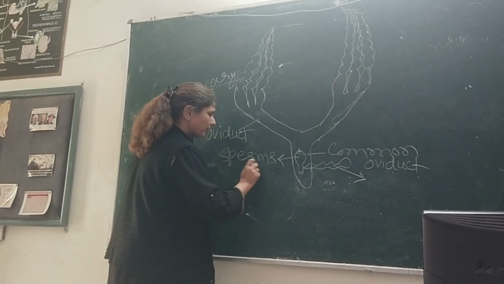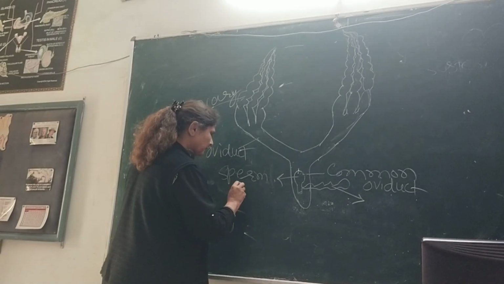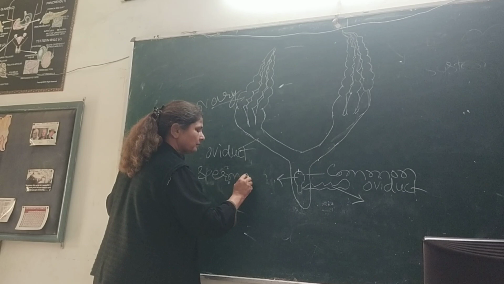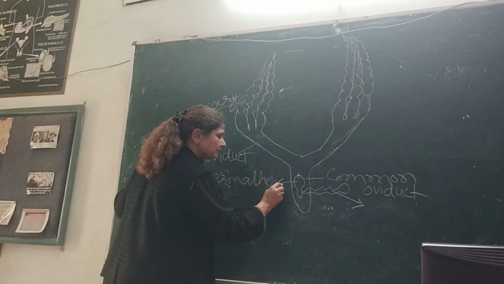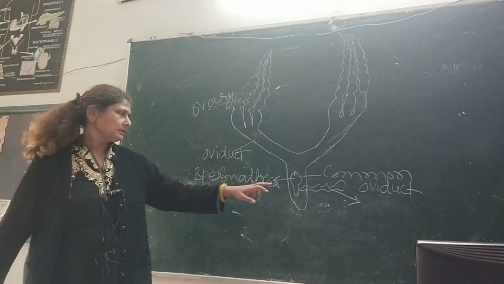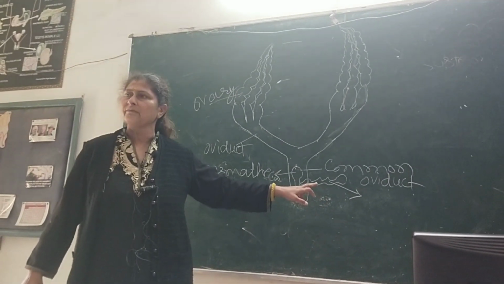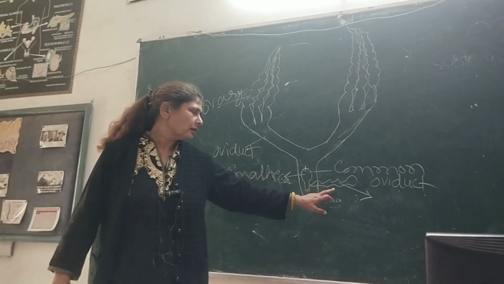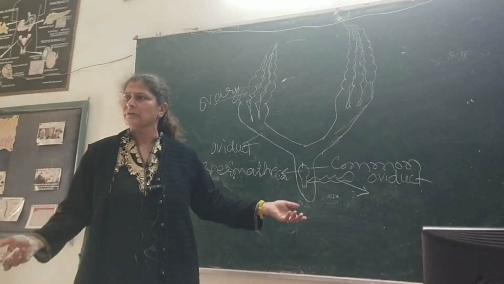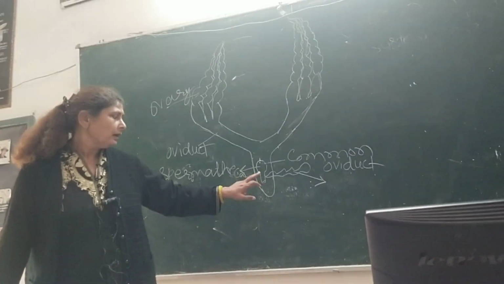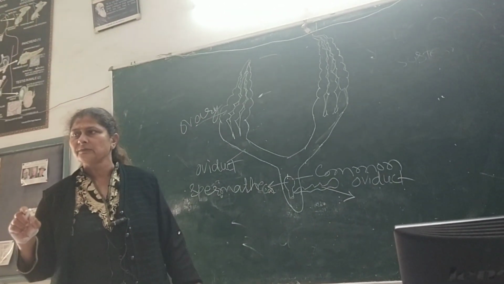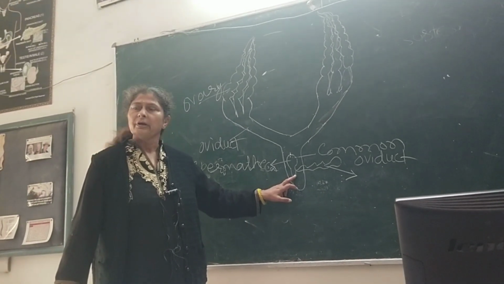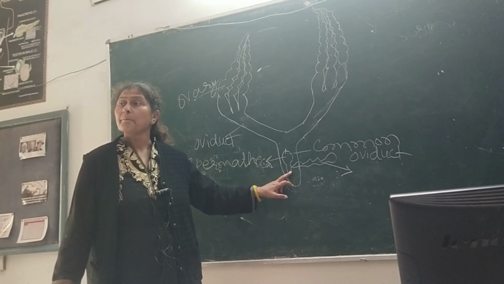What do we call this? Spermatheca. I think this is clear. This is vestigial. Vestigial means this is degenerating, or has become non-functional, and the other remains functional. The pseudopenis, which is present in the male, enters here.